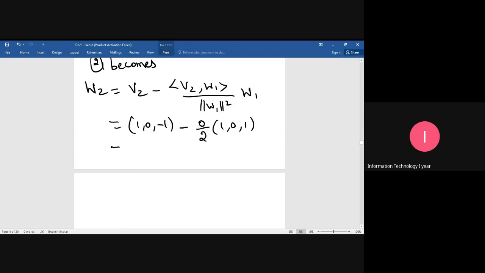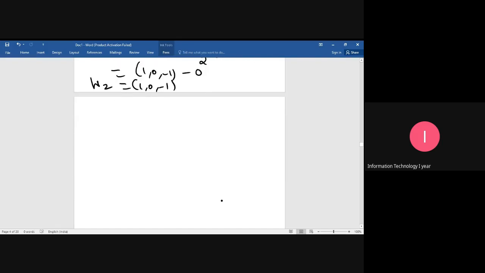So what is the answer? 1 comma 0 comma minus 1 minus 0. So the answer is 1 comma 0 comma minus 1. This is W2. So we calculated the W2 answer. Then find out W3. Okay, so what is the formula for W3?